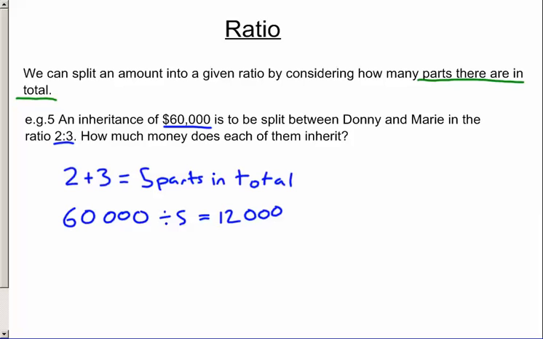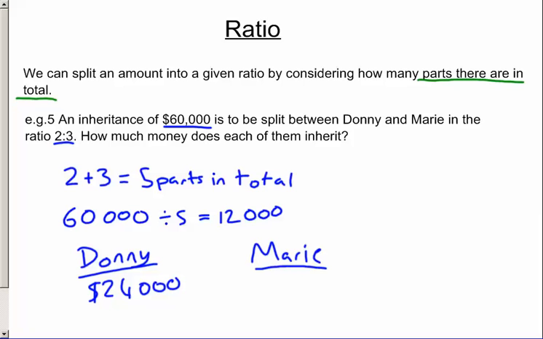So if Donnie gets 2 parts, Donnie is going to get 2 times by 12,000, which is $24,000. And Marie gets 3 parts, which is 3 times by 12,000, which is $36,000.